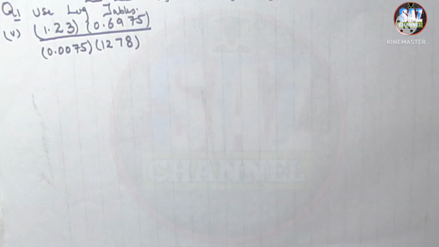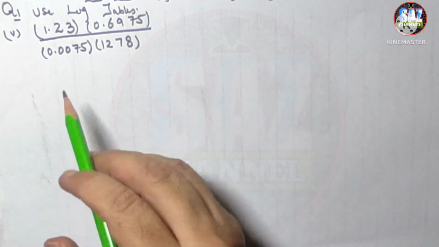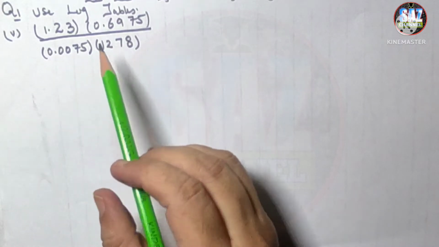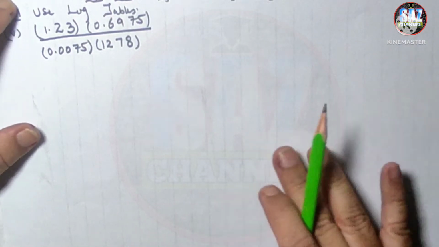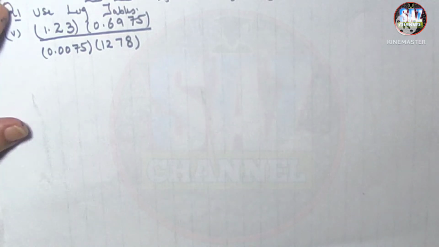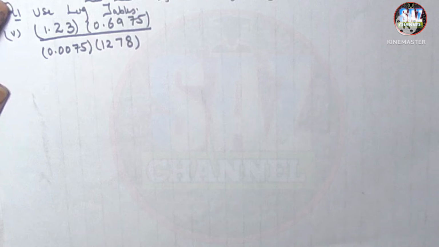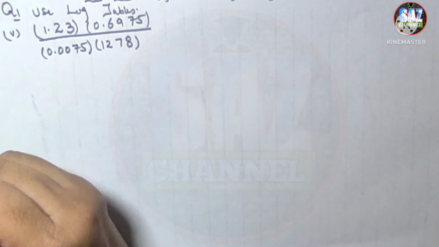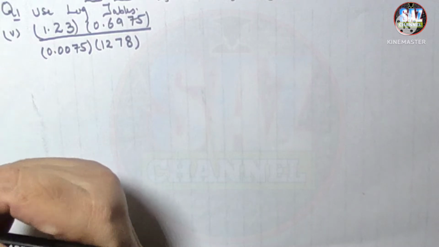Let me confirm the question. 1.23 multiplied by 0.6975 divided by 0.0075 multiplied by 1278. The question is correct. I always advise my students that before moving to the solution of the question, you should please read the question properly, so that if there is some problem with the writing of the question, you can correct it in the beginning. And recall, what is the first step for the solution of these types of questions? First of all, we have to suppose that this fraction equals x.